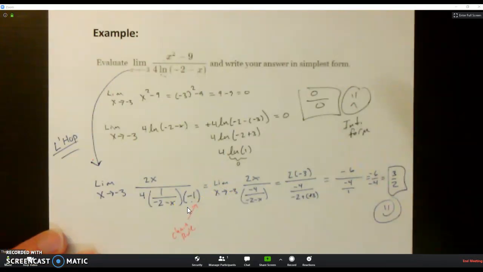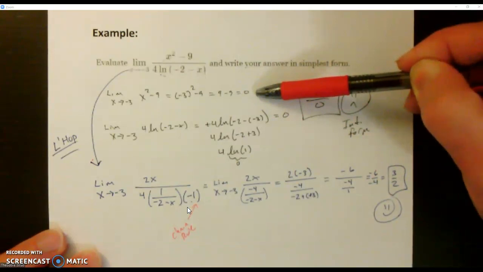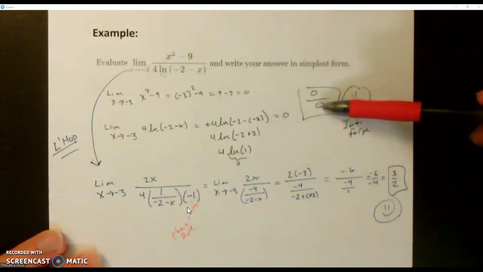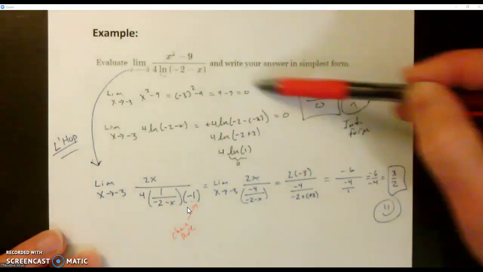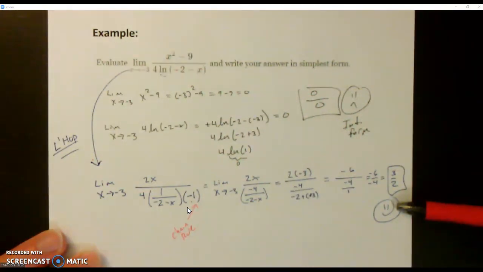Please remember, do not skip steps. You have to show the top limit going to 0 or infinity, the bottom limit going to 0 or infinity, and that's our sign that it's an indeterminate form. So you have to show this work and then indicate that you're using L'Hopital's rule. And there you go.